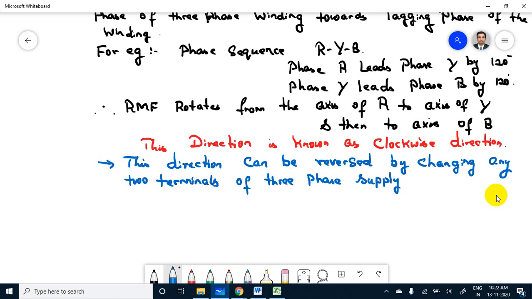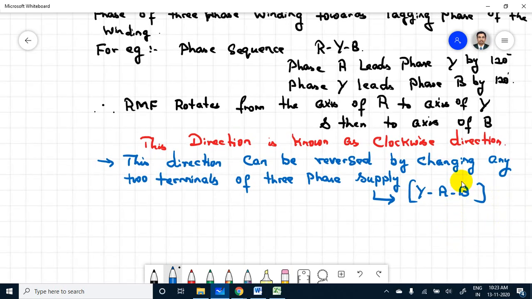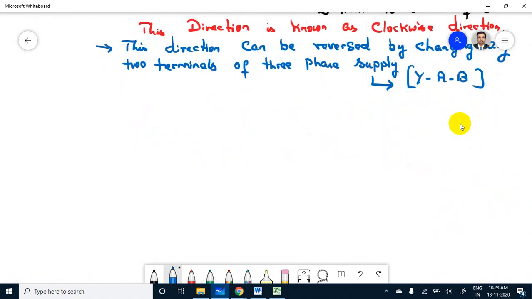What do any two phases mean? The general sequence should be RYB. Okay, if you change, the sequence should be YRB. Okay, that's what it is denoting. Now I will explain. I will draw the diagram for clockwise and anti-clockwise direction of rotating magnetic field. Okay, so please listen carefully.